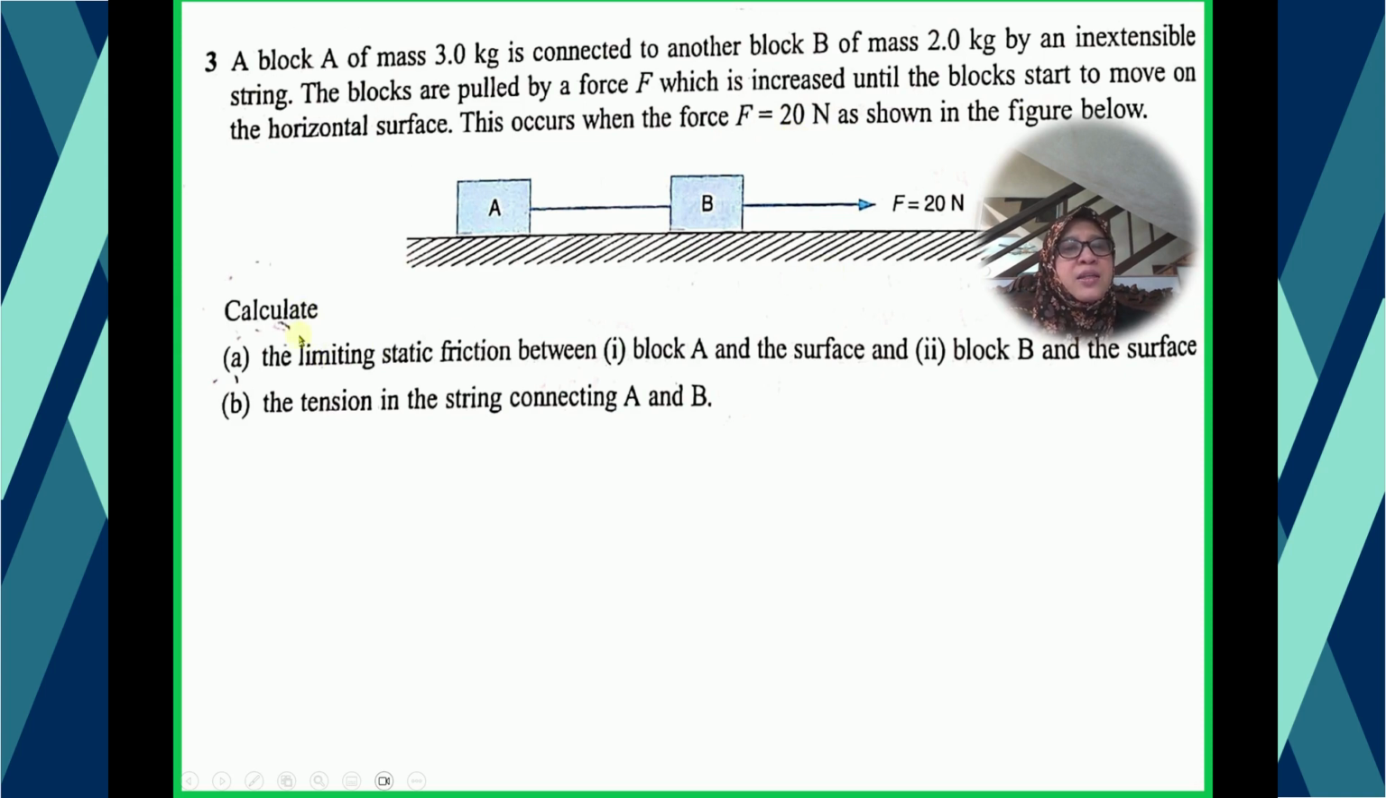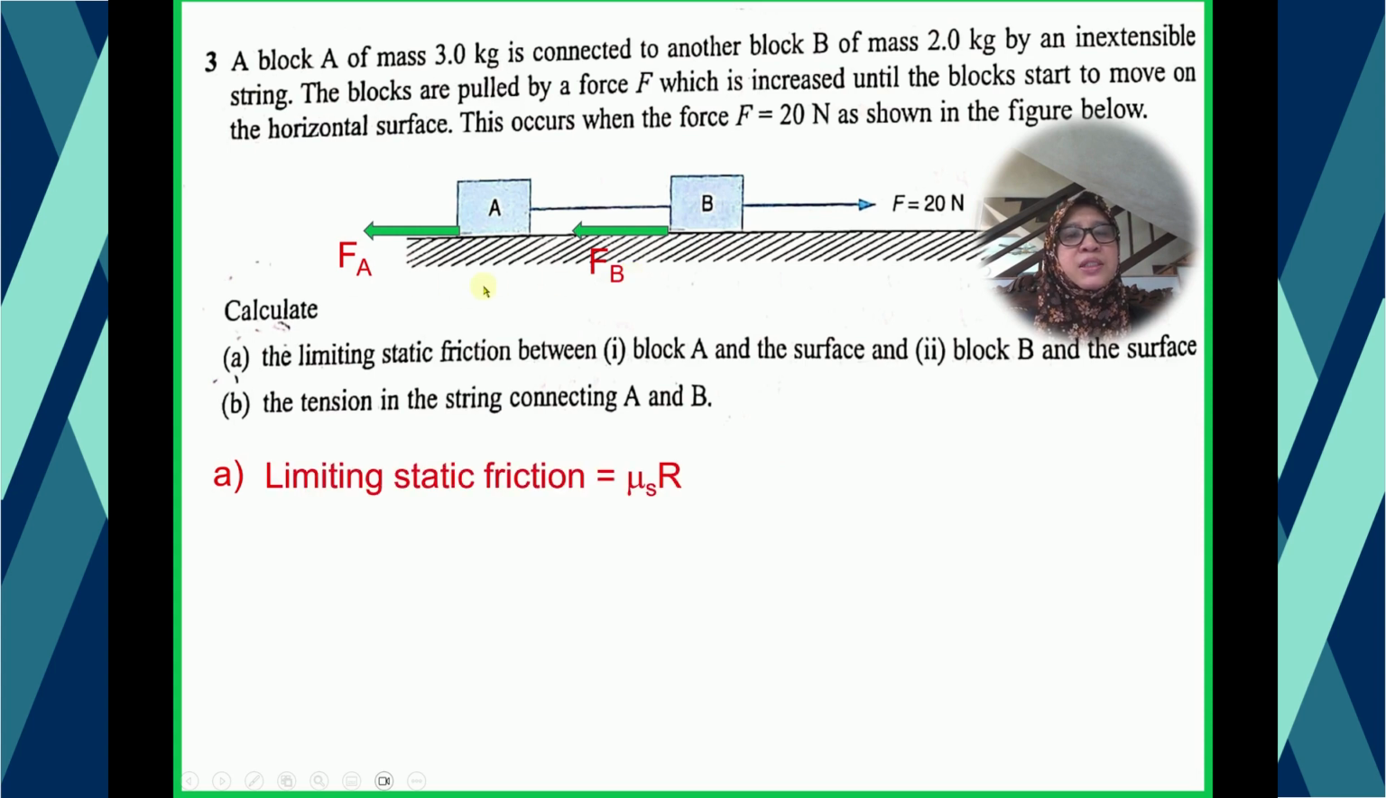So we can find question A, the limiting static friction between block A and the surface, and then the second question, the limiting static friction between block B and the surface. Then we calculate the tension in the string connecting A and B. So we do A first. Let's say the frictional force by A is Fa and by B is Fb. These two forces are frictional forces. So we use the limiting static friction formula mu S R, where R is equal to mg, the weight of the block, for block A and block B.